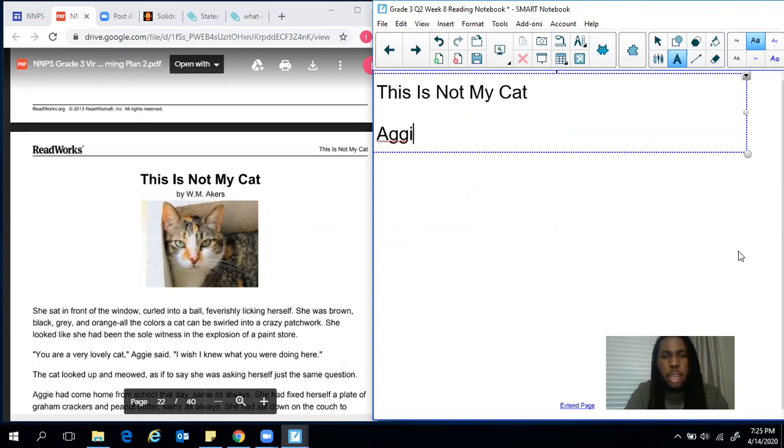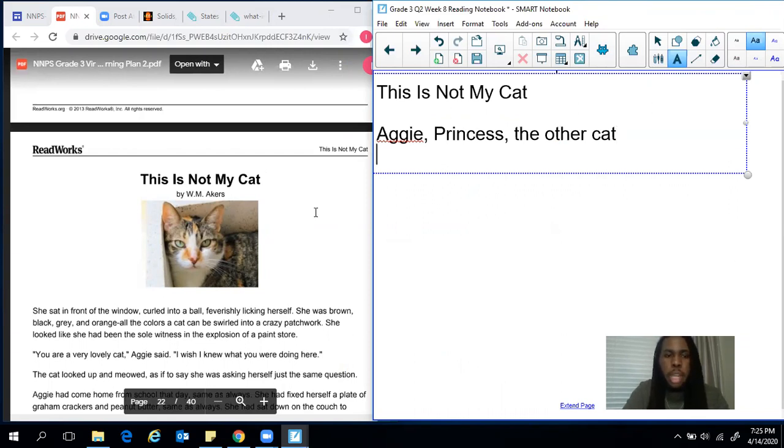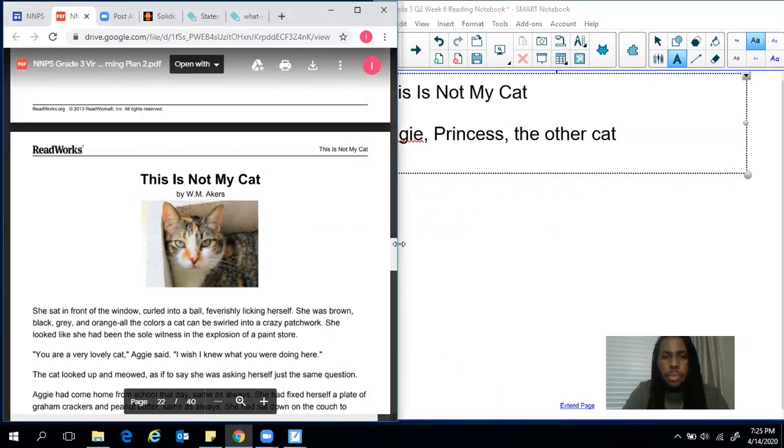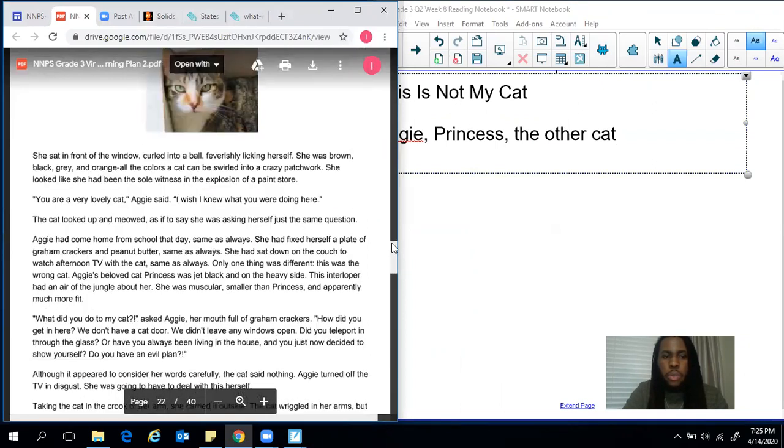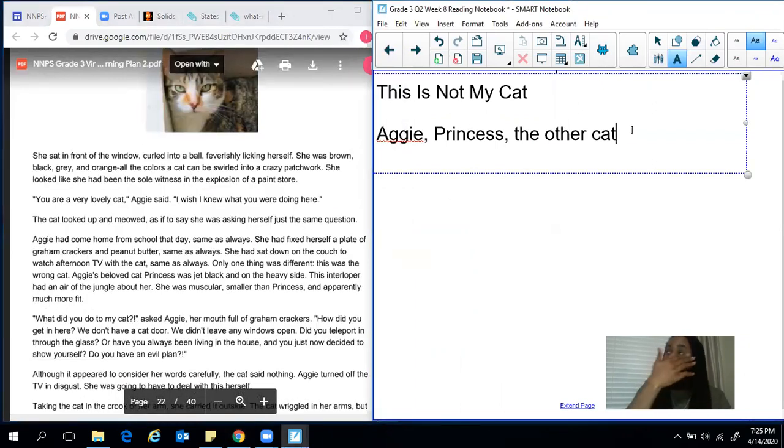We know that our main characters are Aggie, Princess, and the other cat. So let's think about what's going on. I'm just skimming through very quickly because remember, friends, a plot map ultimately helps to summarize the story. We don't get every single important event, but we get the most important things that are going on in the story.